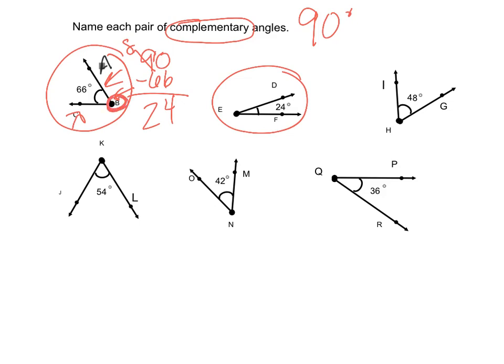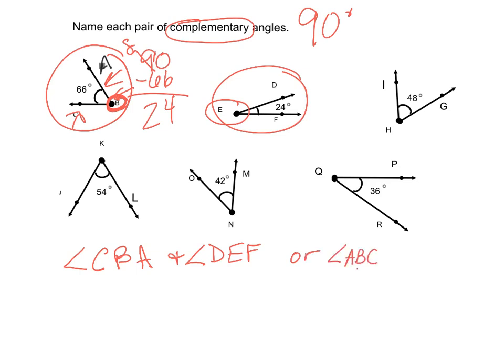My vertex is the pointy part, so it's B. So my angle symbol, CBA, is complementary to, this one has to go in the middle, angle DEF. Another way I can write that is angle ABC. B, I just have to make sure is in the middle of the three. And angle FED. E, I have to make sure is the middle letter because it's my vertex.